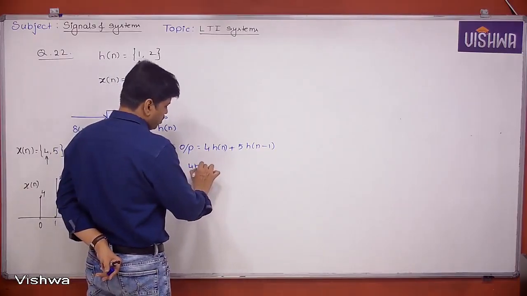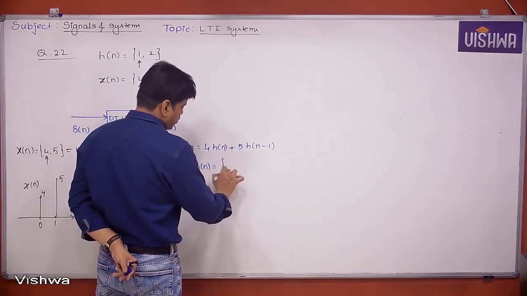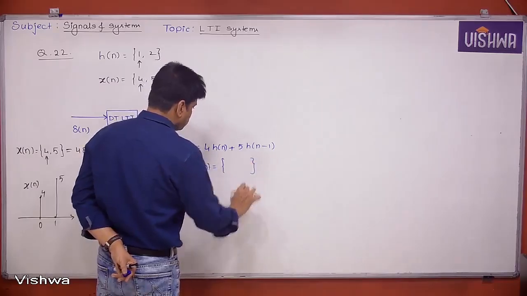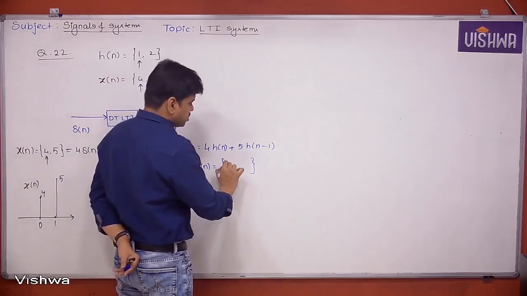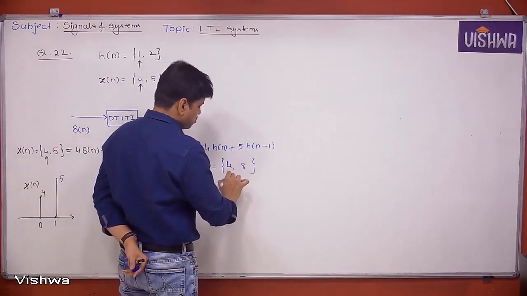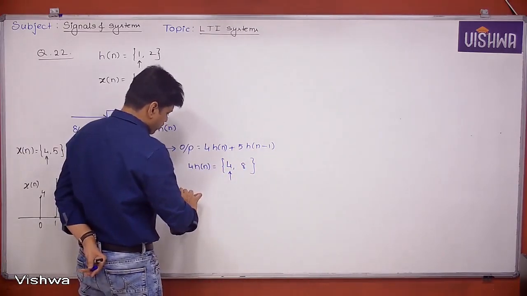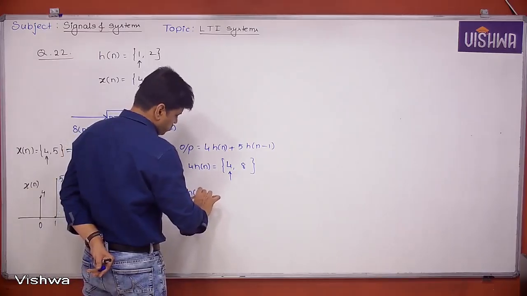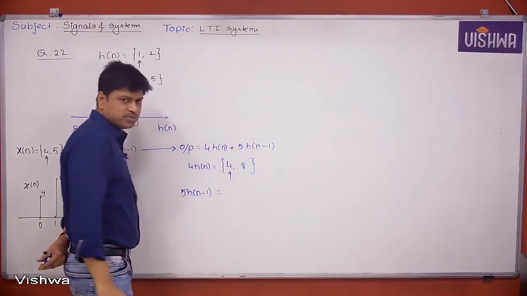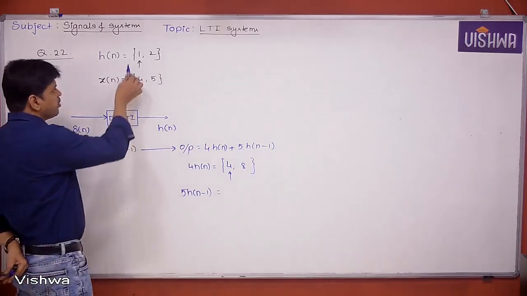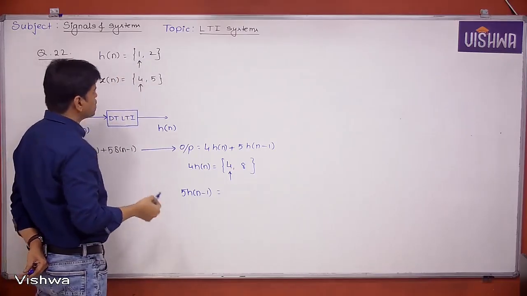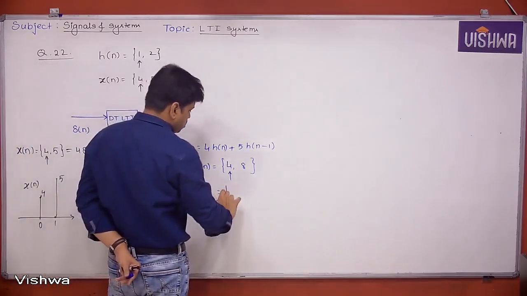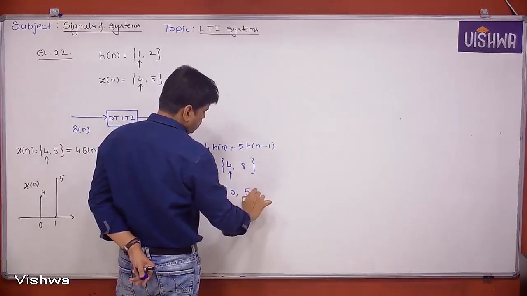4 h of n, how does it look like? h of n has to be multiplied with 4, that is nothing but 4, 8. Next, 5 h of n minus 1. That means, what is h of n minus 1? If I shift this arrow left side by 1, that is 0, 1, 2. 0, 1, 2 has to be multiplied with 5. That is nothing but 0, 5, 10.